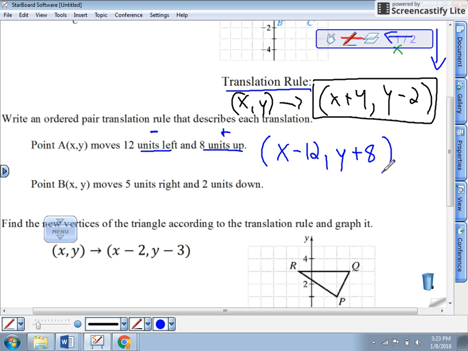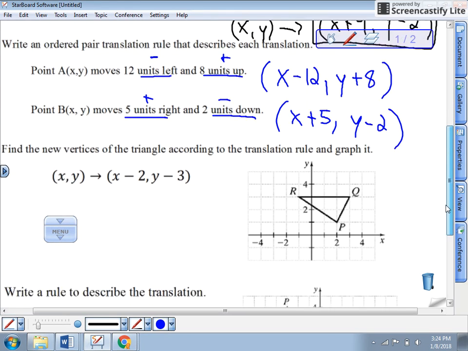So here was another one, 5 units to the right. So there's our plus, 2 units down, there's our minus. So X plus 5, Y minus 2. There's your answer using the translation rule. So pretty straightforward.